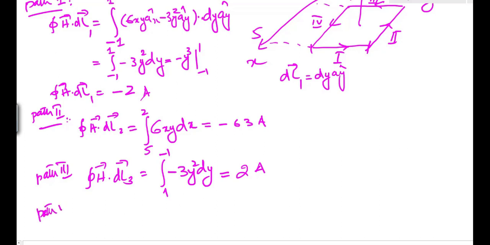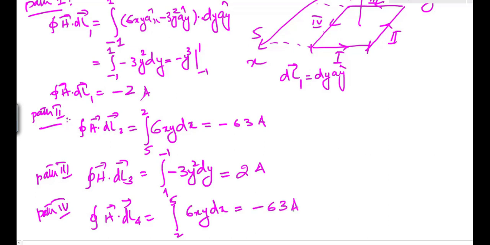Now for path 4, what will be this closed line integral? The limits are in the x direction, that is, x changes from 2 to 5 in path 4. The component of H along the x direction is 6xy dx. When you solve this, you will obtain again minus 63 amperes. Now we will add all these to get the left hand side of Stokes' theorem.